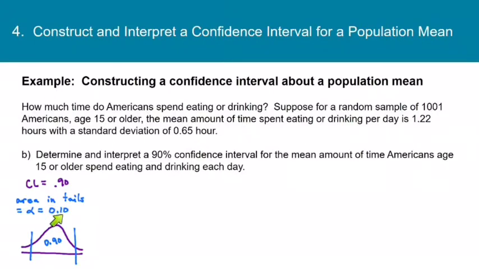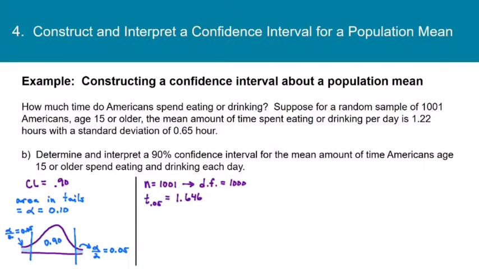Now, if the area is 0.1, we know that the area in each individual tail will be 0.1 divided by 2. So the area in each tail is 0.05. Now we know that n is 1001, and therefore we know that degrees of freedom is 1000. And using an area of 0.05 and a degrees of freedom of 1000, you can go to the t-table and find out that t sub 0.05 is 1.646.